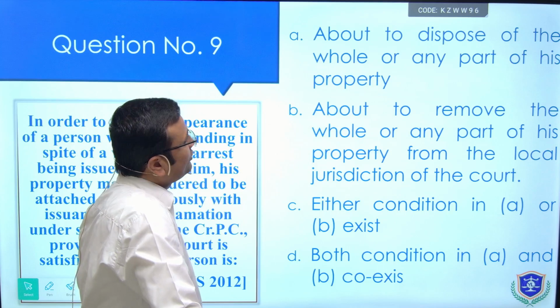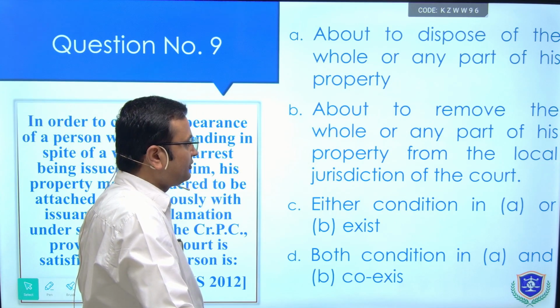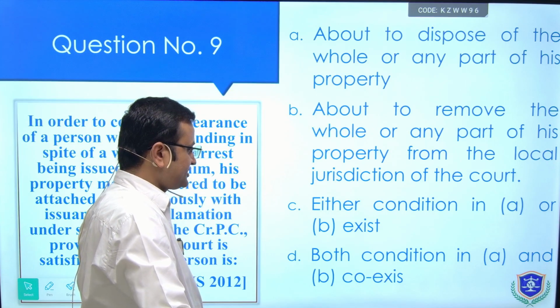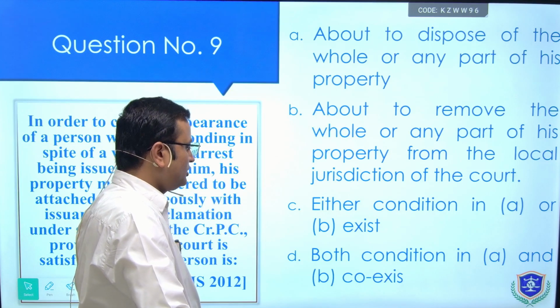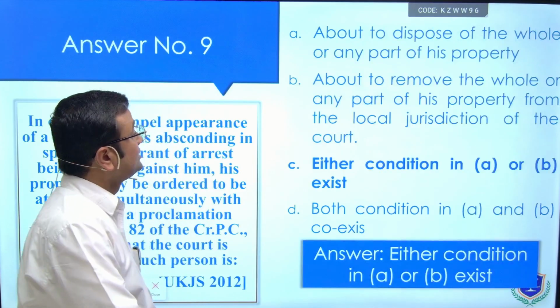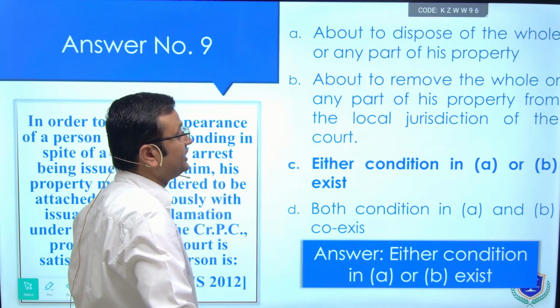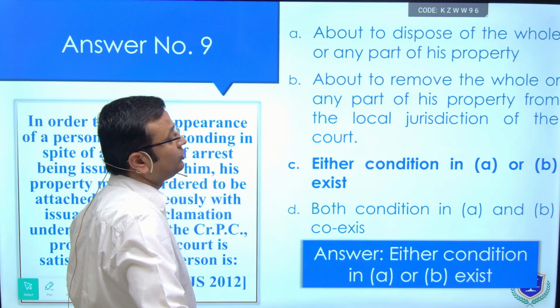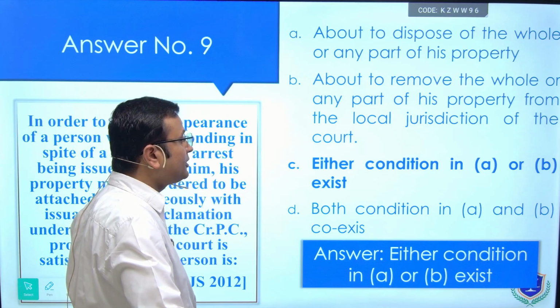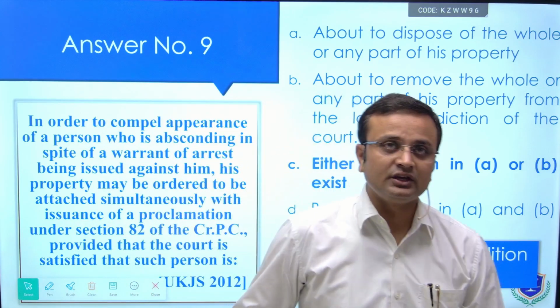About to dispose of the whole or any part of his property, about to remove the whole or any part of his property from the local jurisdiction of the court, either condition in A or B exist, both condition in A or B coexist. Let's see the answer. Answer is C, that is either condition in A or B exists, that is he is about to dispose of the whole or any part of his property or remove the whole or any part of his property from the local jurisdiction of the court.